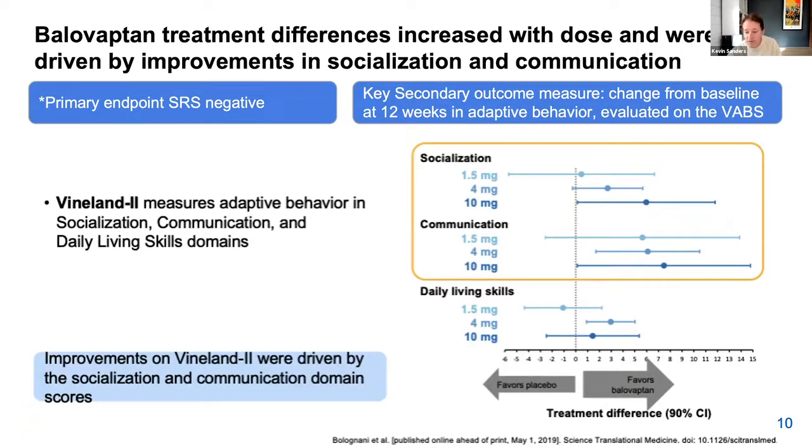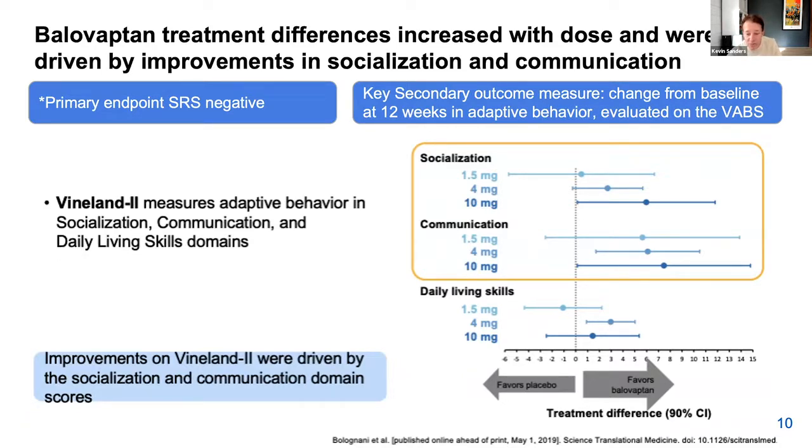So what happened with vanilla? First of all, our primary endpoint, the SRS-2, was negative, but our secondary endpoint, the Vineland-2, looked as if it may be showing some improvement in a dose-dependent manner. And when we plotted it out with our PK/PD data, and I unfortunately didn't include that slide here, it even gave us more evidence that that could be the case.